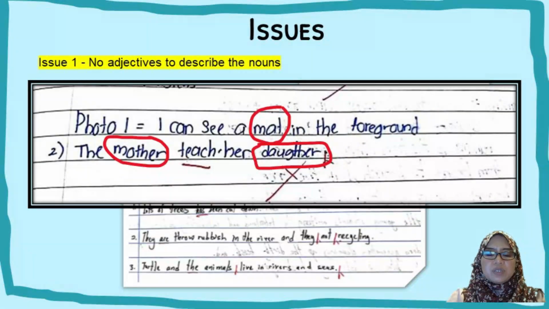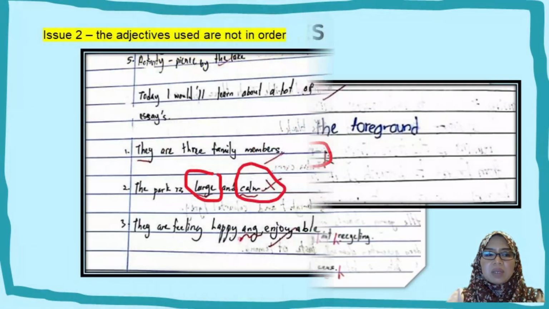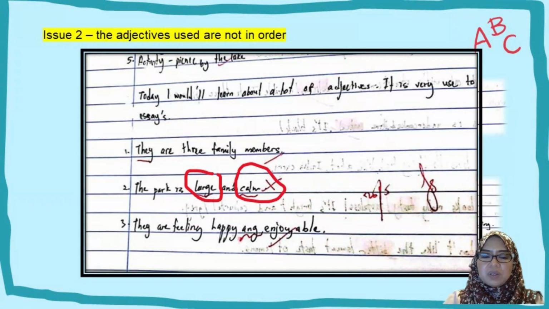There are 2 issues that I want to highlight here. The first issue is there is no adjectives being used to describe the nouns, as you can see from the sentence in the picture. So the students did not manage to use the adjective to describe the nouns. The second issue is the adjectives are used but they are not in the correct order. So these are one of the issues that I want to highlight.